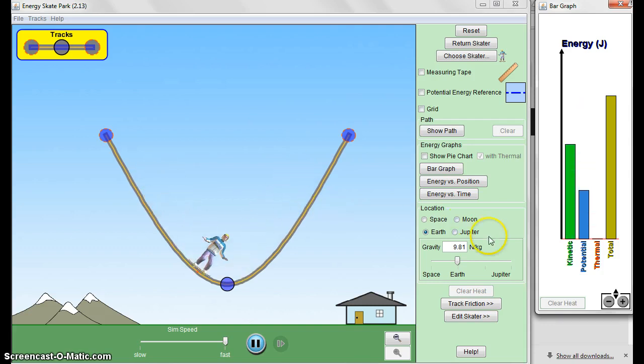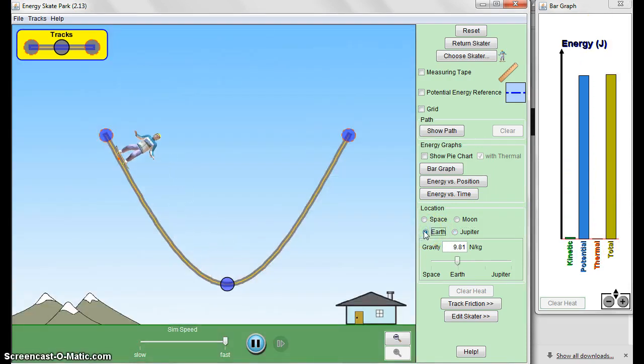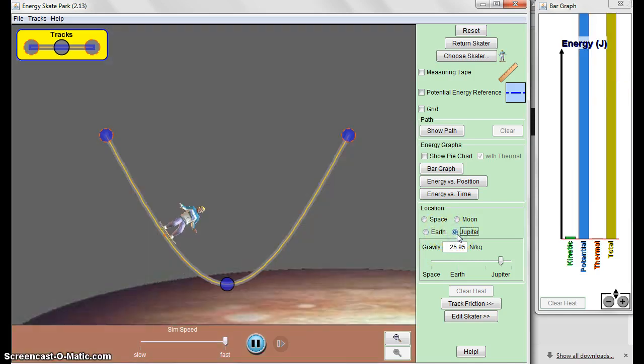And what'll happen if we switch gravity fields? Well, we'll find out. Let's go to Jupiter with a huge gravitational field. Well, larger than Earth anyway. So we jumped in energy. The bar graph was more like close to here before for Earth. Let's look again. So it's a lot smaller, and it's smaller because the gravitational field on Earth is not as strong as Jupiter's.